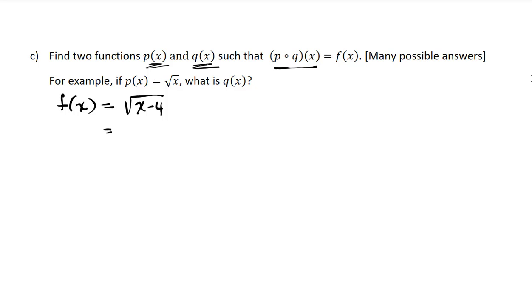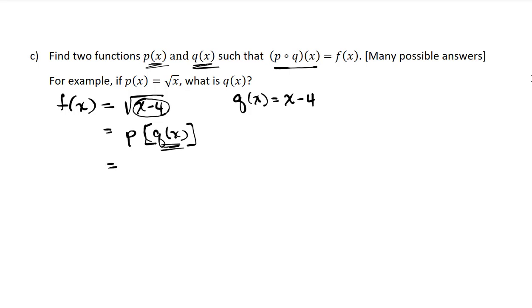So this is equivalent to basically saying that it's p of q of x. We can see that the inside function is q of x, and therefore the outer function, if it is the square root of x, then the argument of p of x has to be the radicand. And therefore, to answer this question, if p of x is the square root of x, what is q of x? q of x would have to be the radicand, which is x minus 4.